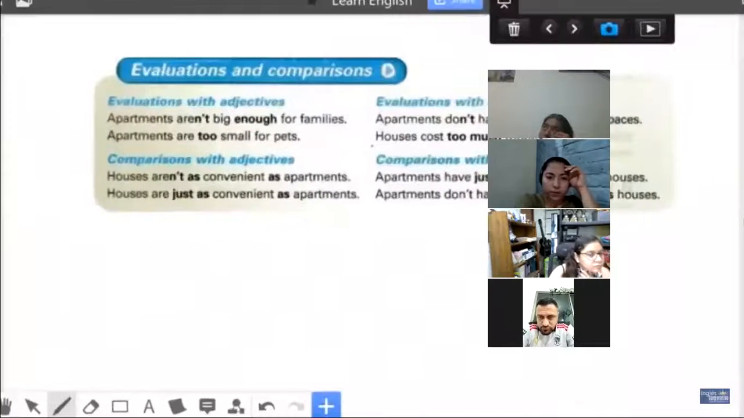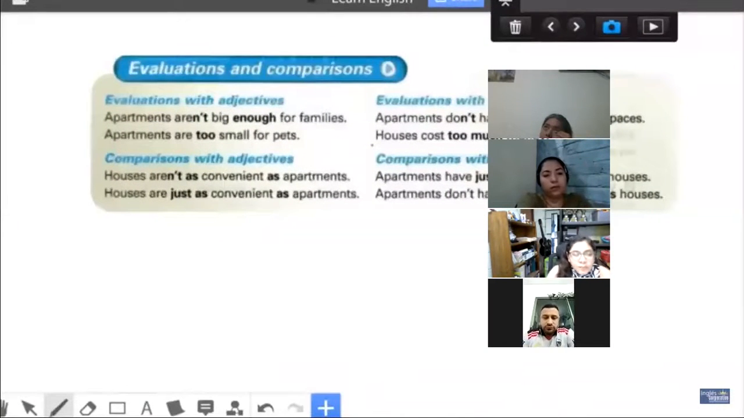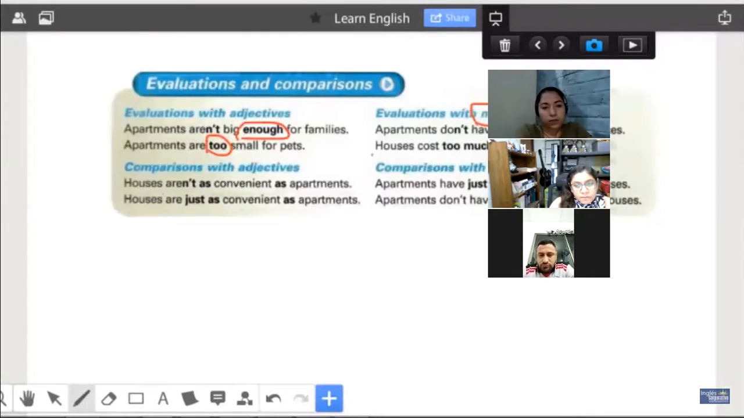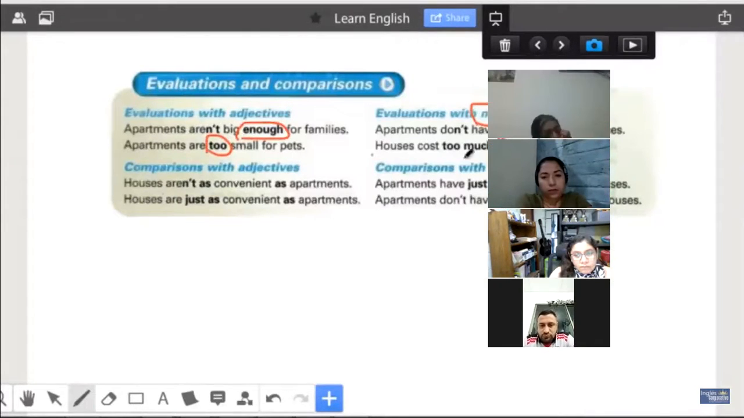Let me present some structure now. The first thing that I would like to do is to show you how to make evaluations using adjectives. And particularly, we're going to learn how to use the words enough and too. After that, we're going to make evaluations, but this time we're going to use nouns. And at the same time, we're also going to use the words enough and also to.